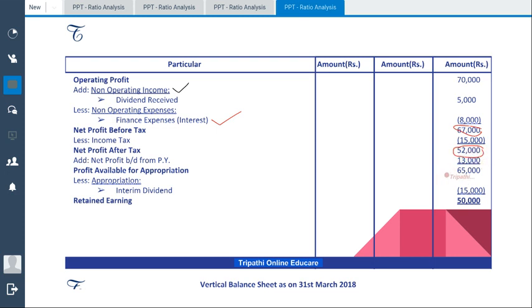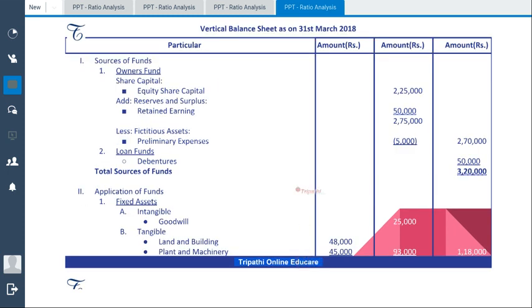Then add net profit of the previous year 13,000. You will get profit available for appropriation, which is 65,000. Then from this we will subtract appropriation, that is interim dividend, 15,000. So finally we will get retained earning, which is 50,000. Right? So this is how we prepare vertical income statement. Now let us go for vertical balance sheet.